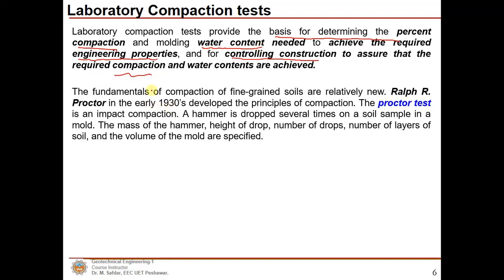Now, who proposed the compaction tests? The fundamentals of compaction of fine-grained soils are relatively new, and Ralph R. Proctor in the early 1930s developed the principles of compaction. The Proctor test is an impact compaction, which means that a hammer is dropped several times on a soil sample in a mold. The mass of the hammer, the height of the drop, number of drops, number of layers of the soil, and the volume of the mold are specified.